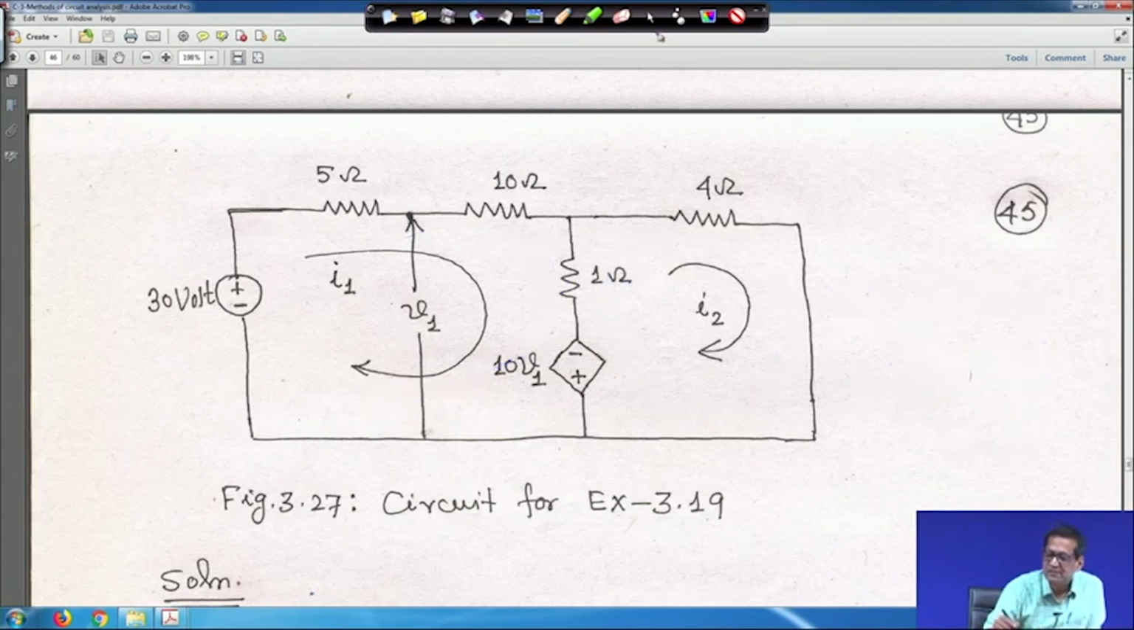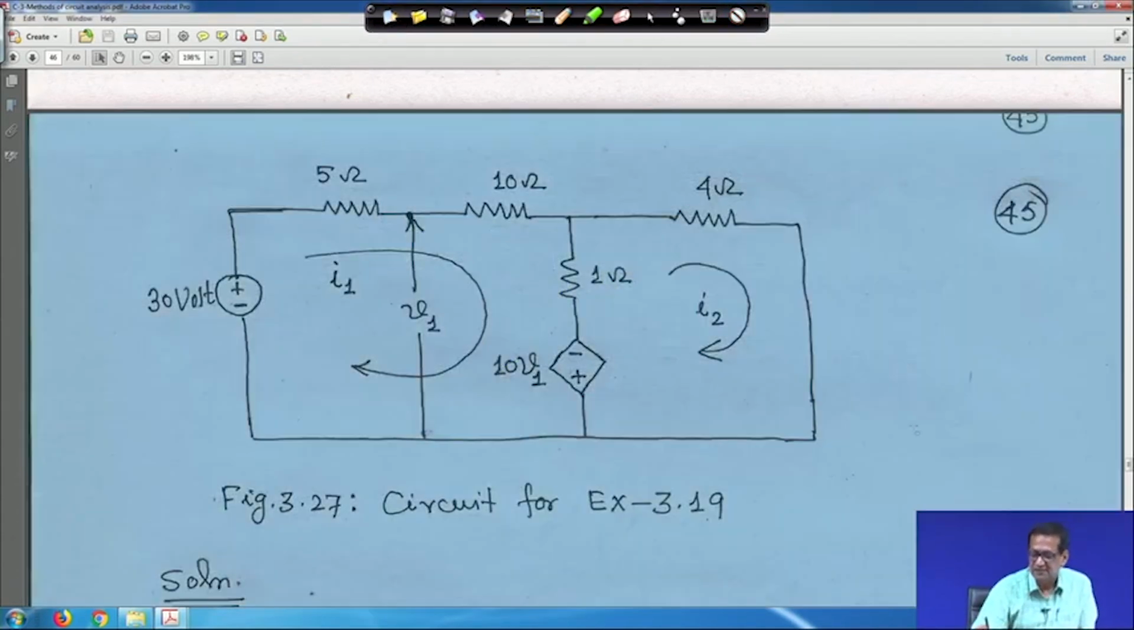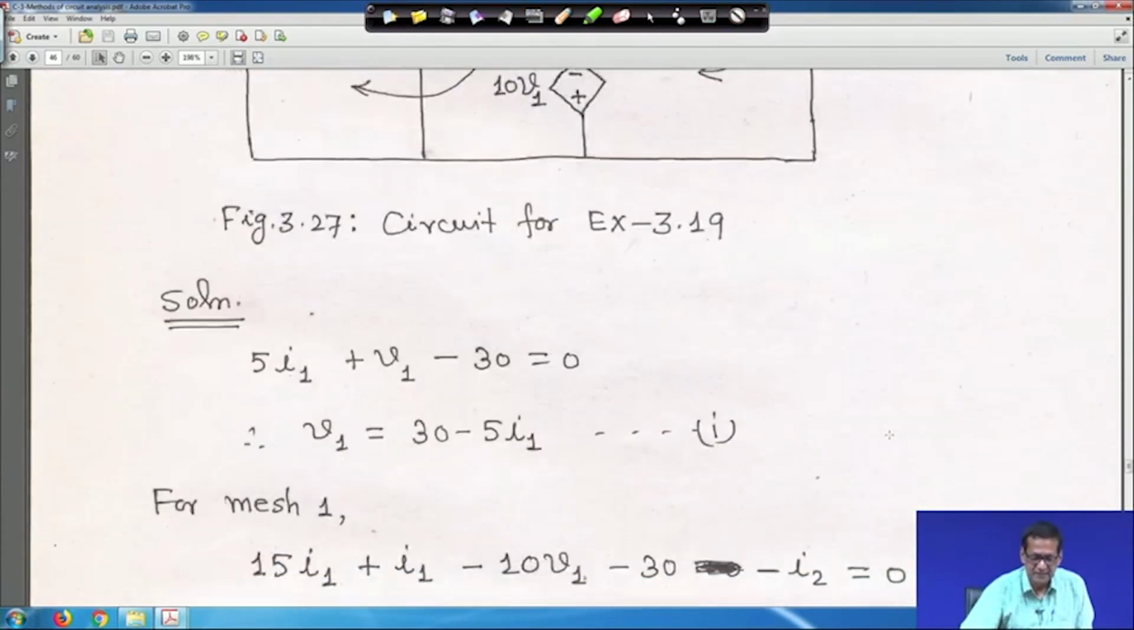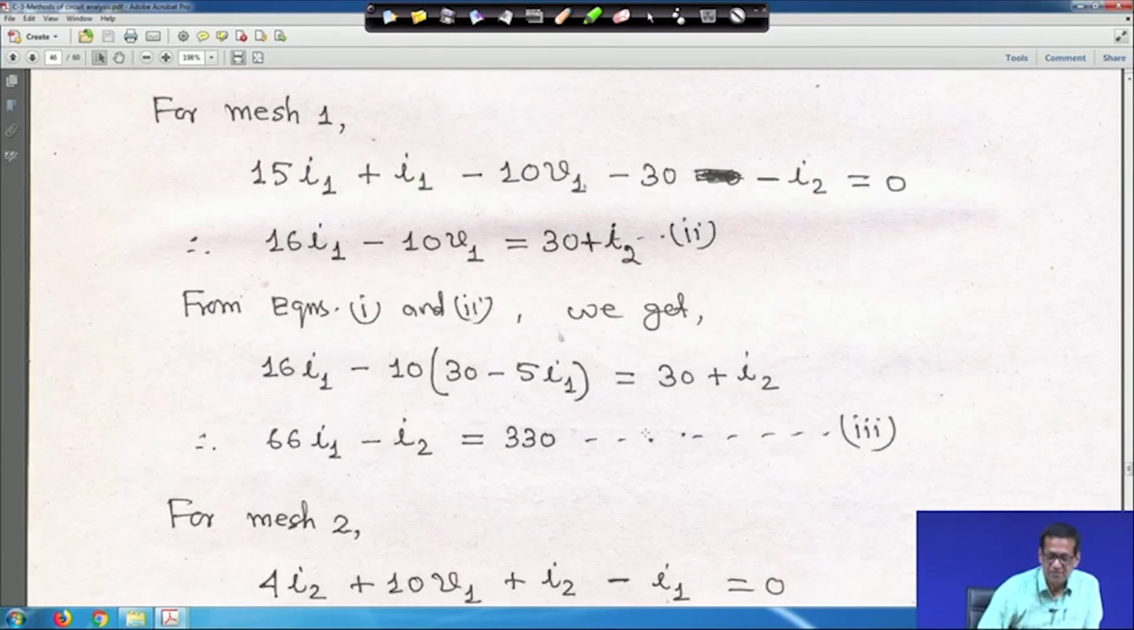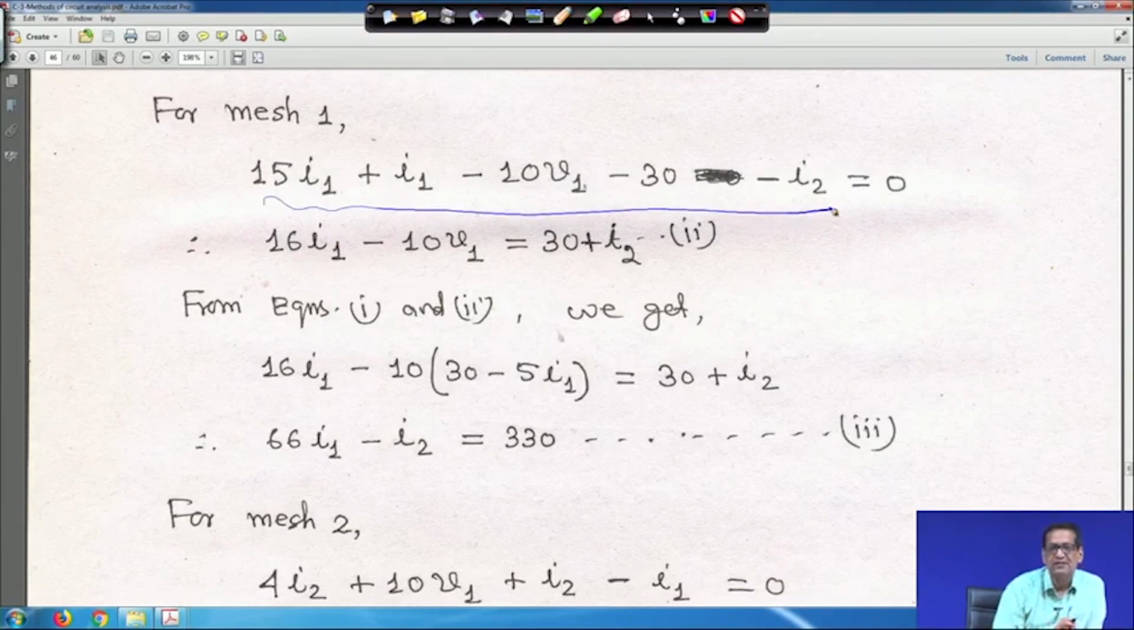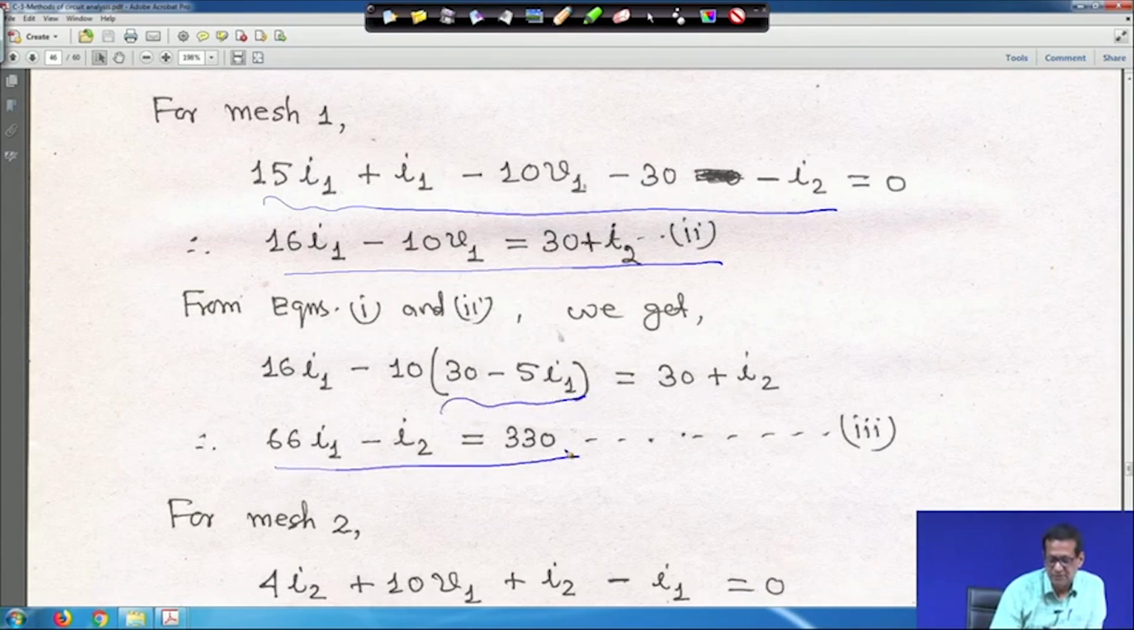So let us clear it. If we move like this, mesh 1 will get this equation. For mesh 1, I wrote it for you, and after simplification it is like this. This is equation 2, say, and here you have to substitute V1 is equal to 30 minus 5 I1, such that you will get an equation in terms of I1 and I2, right.